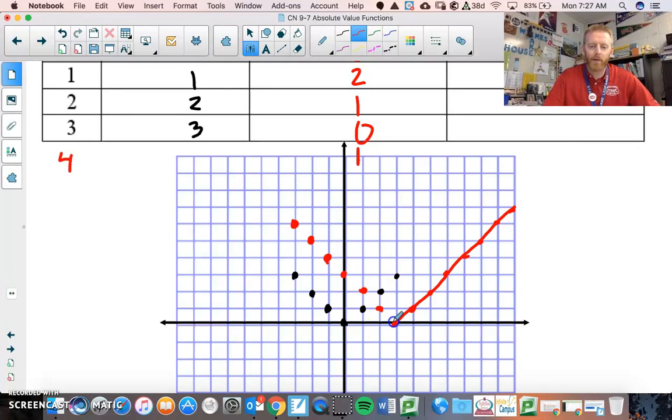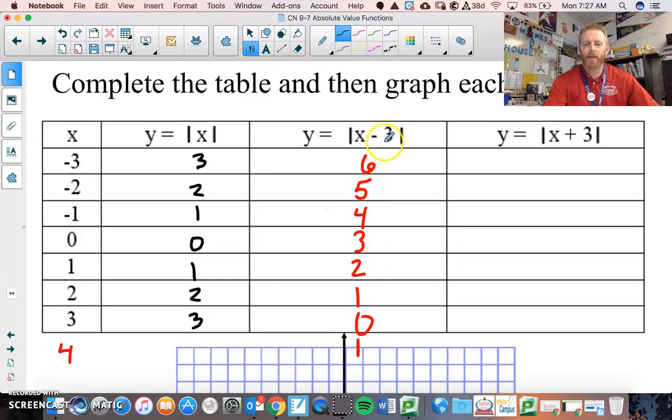So what happened in this one? It shifted to the right 3 spots. That's important for us to be able to see. So a minus 3 on the inside made it shift to the right 3 times.